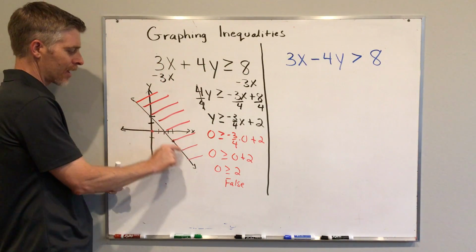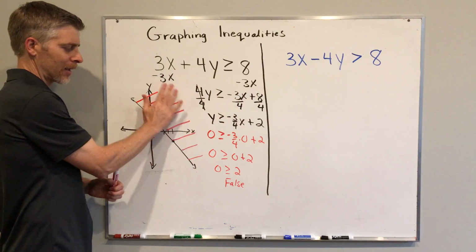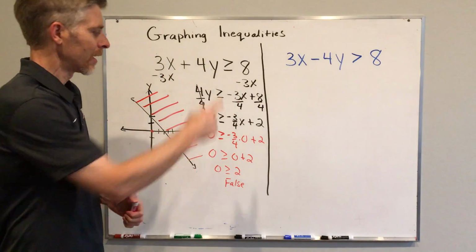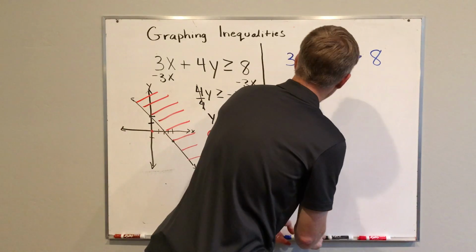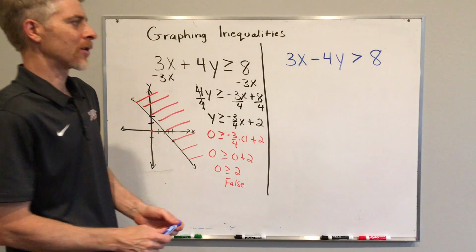Every point that falls on the line and every point that falls in the red shaded region. Let's do another example. 3x minus 4y is greater than 8.